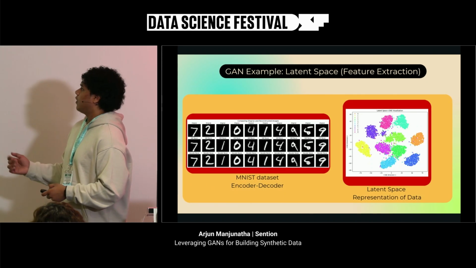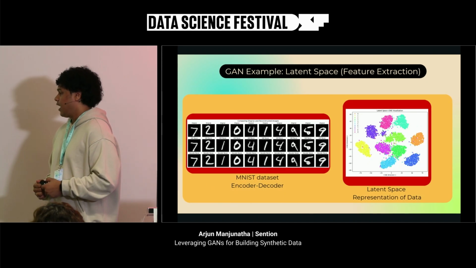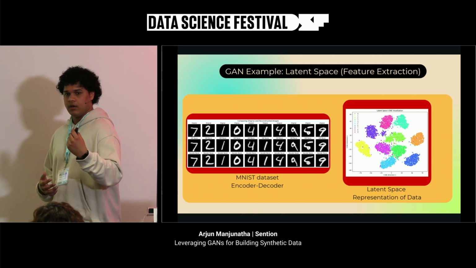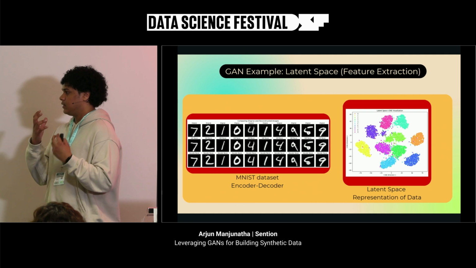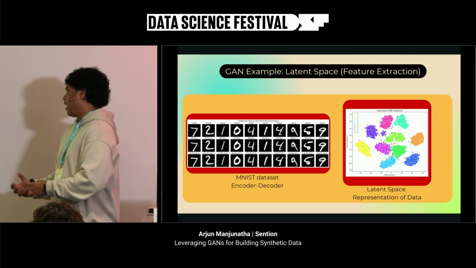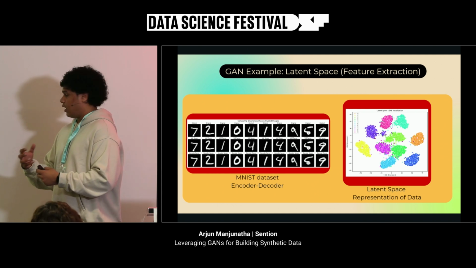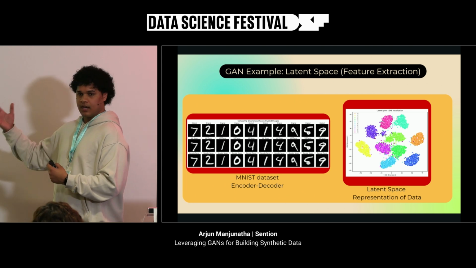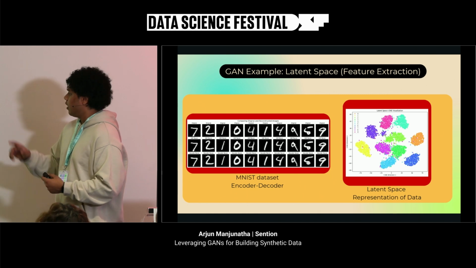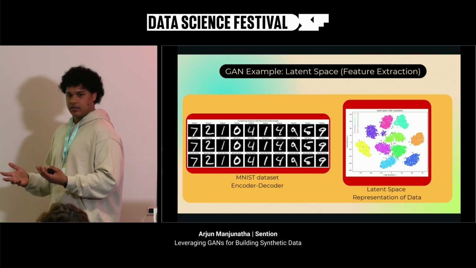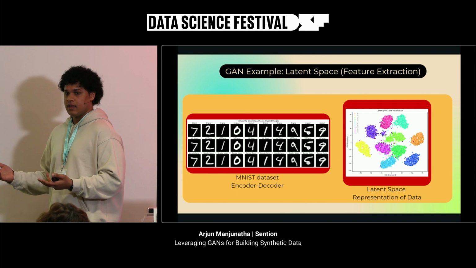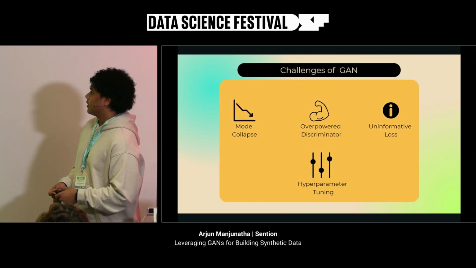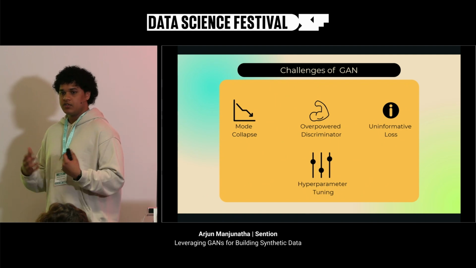This is an example of how you can use feature extraction. This is a slightly different architecture than GAN. You have an encoder which maps the data into a lower dimension space, and then you have a decoder which takes the lower dimension space and reconstructs it back to the original data. You can use this latent space to do clustering or multi-class classification. Sky's the limit, basically.